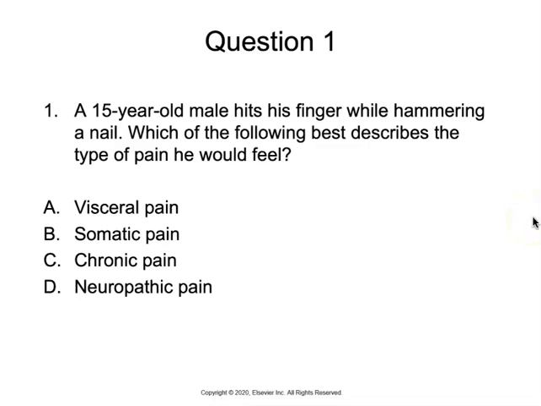If you said somatic, you are correct, because it's superficial, it's coming from the skin or close to the surface of our body, whereas we know that neuropathic and chronic pain are going to be characterized with increased sensitivity to painful stimuli, and visceral pain is from our internal organs, which is not affected when it's a finger.